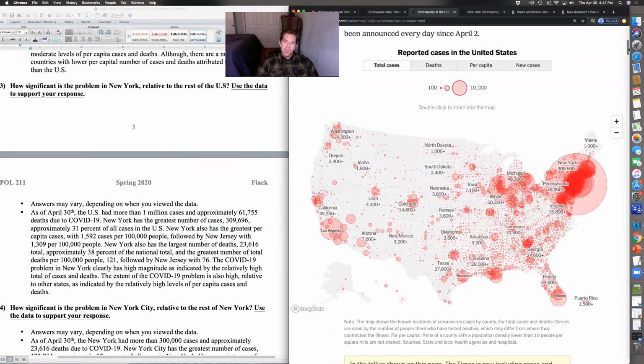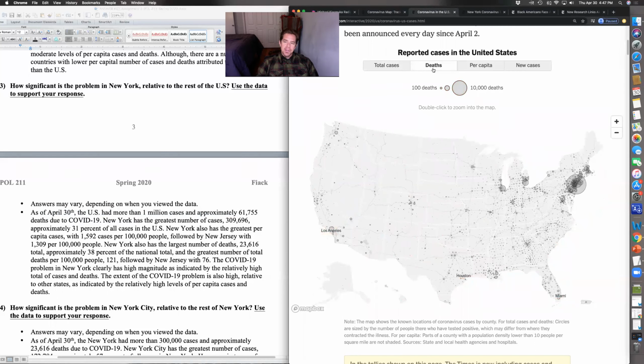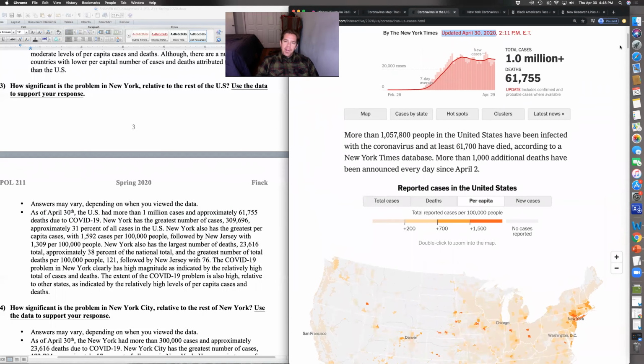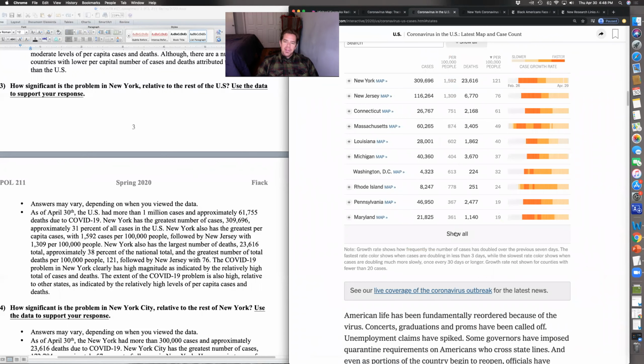And you can look at this visually on a map, right? You can see New York just pops out as this hotspot in terms of total cases. You can look at this map in terms of deaths. New York City, in this case, pops out, which is why many people refer to New York City as the epicenter of this pandemic. Per capita, again, you get some coloration there. You can get a feel for the extent of this problem in different places. But anyway, again, I'm going to go back to the tables, the cases by state.